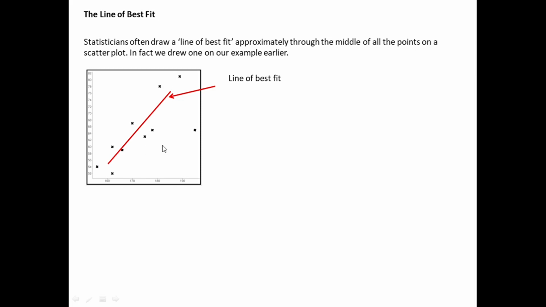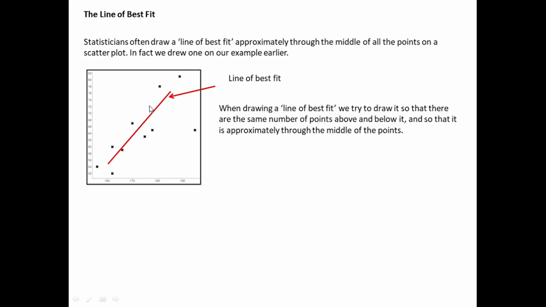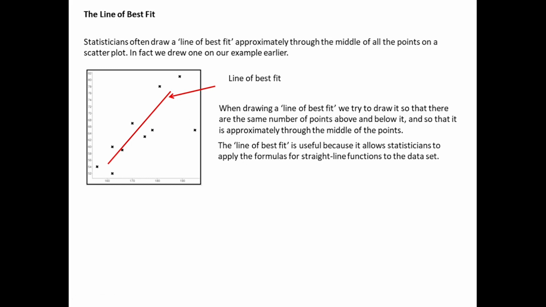Now, when we draw a line of best fit, what we're trying to do is make sure that it goes approximately through the middle of the points, and that we have approximately the same number of points above the line that we have below the line. So you'll see there I've got 5 data points above it, 5 data points below it. All right, so the line of best fit is useful because it allows statisticians to apply all the formulas that work for straight line functions to their set of data.